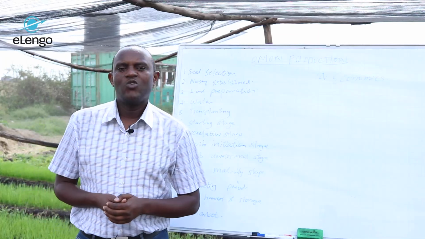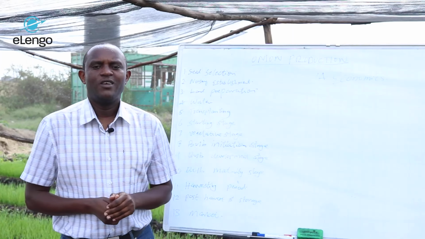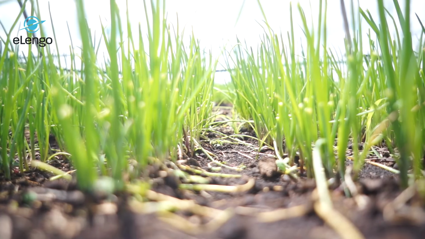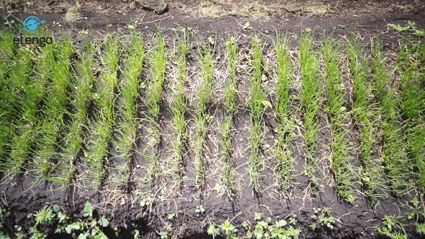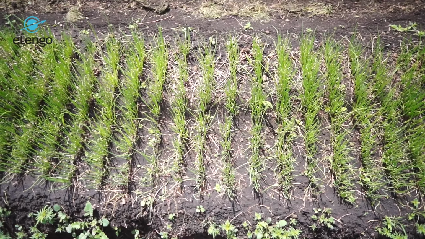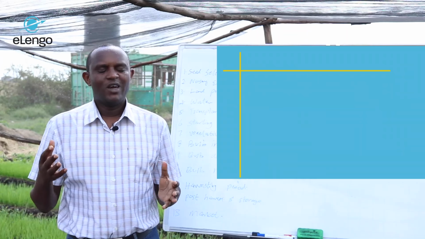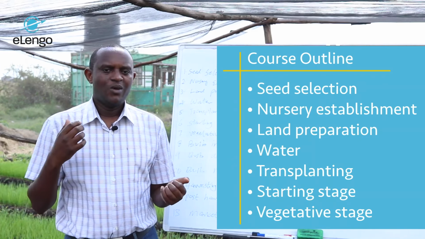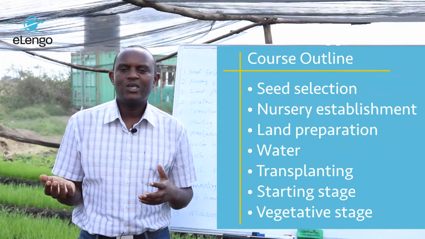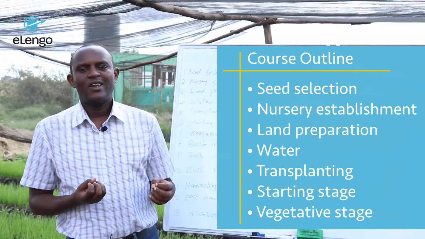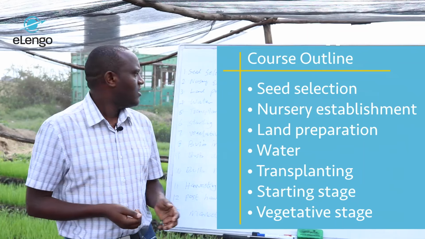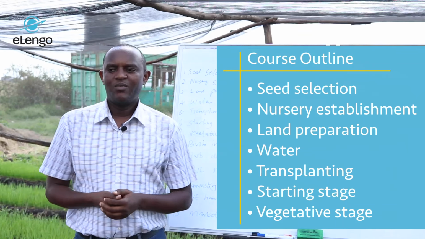The second thing we are going to look at is nursery establishment, where the seeds we have selected in part one, we are going to establish them in a nursery on the ground, where they grow. Then after 1.5 months, that's between 4 to 6 weeks, they are ready to be transplanted to the field. Then we are going to look at land preparation.